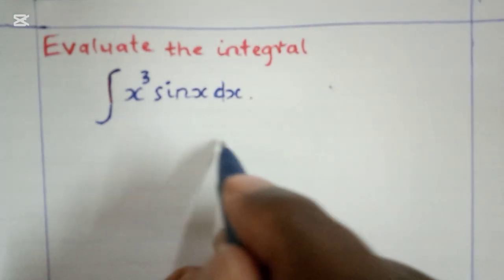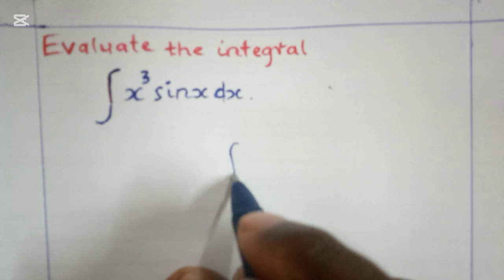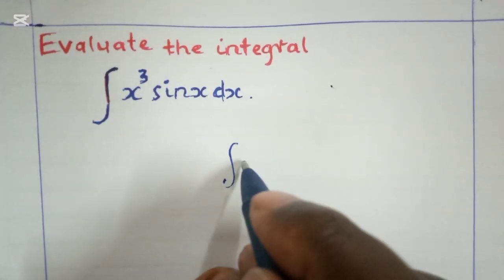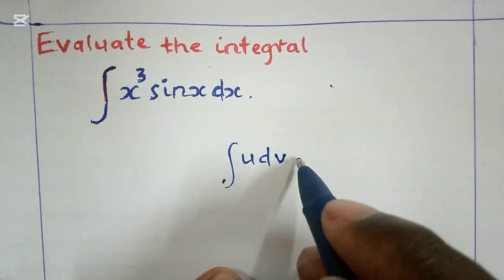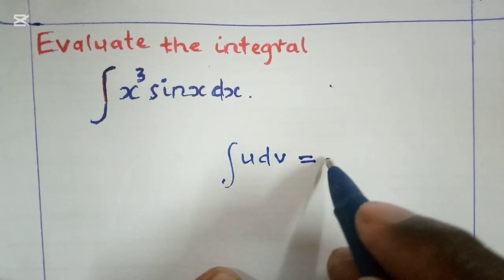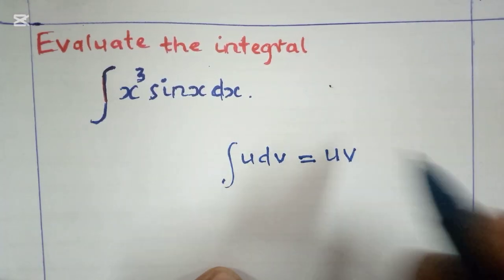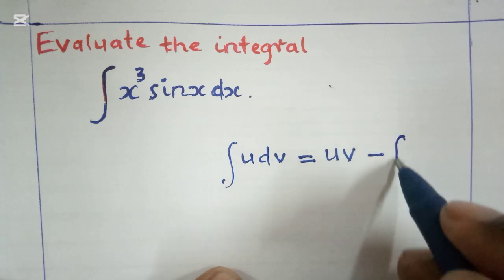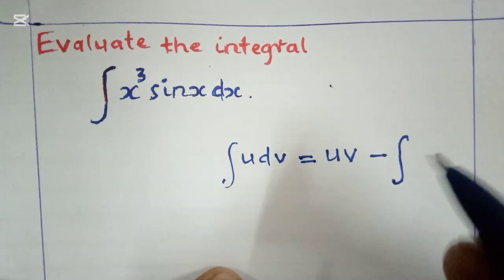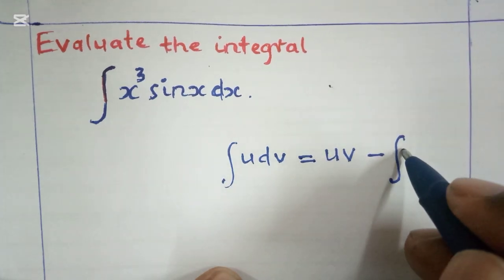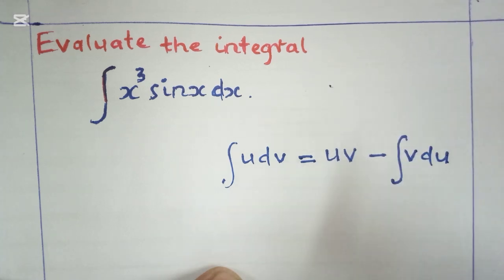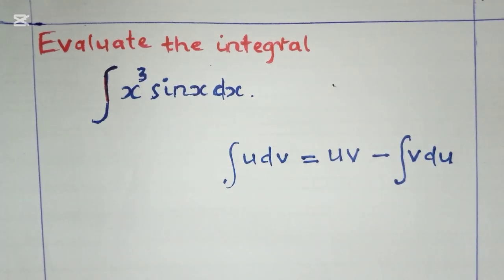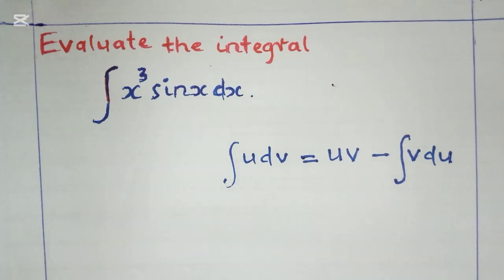The integral of u dv equals uv minus, now you exchange, instead of writing u, you now write v du. So guys, that is the integration by parts equation.